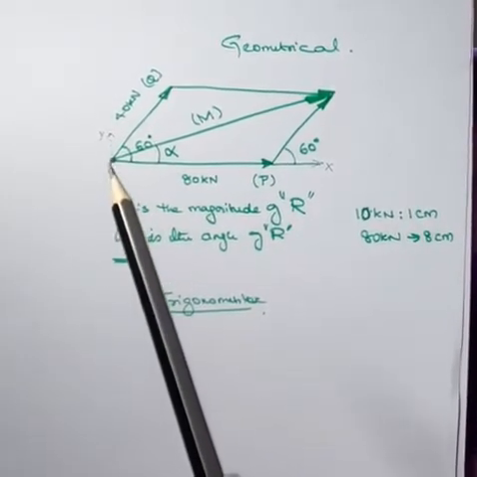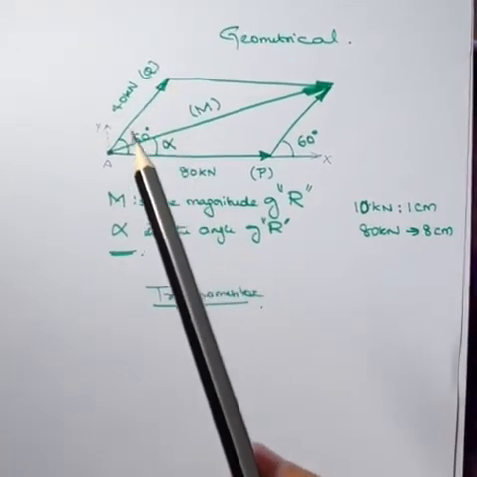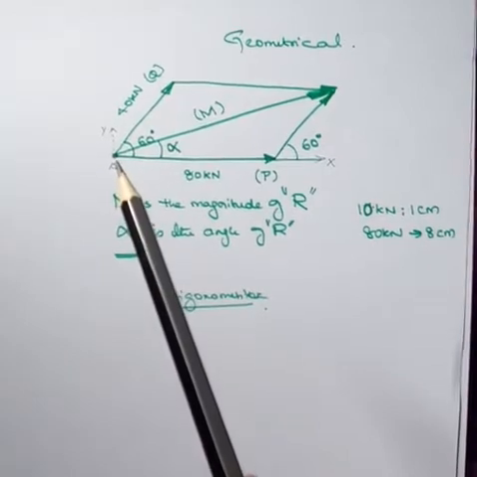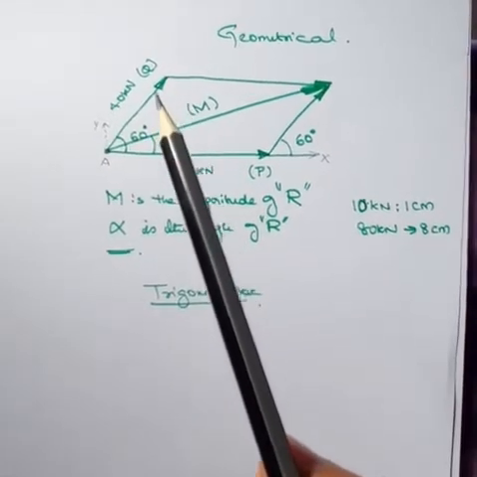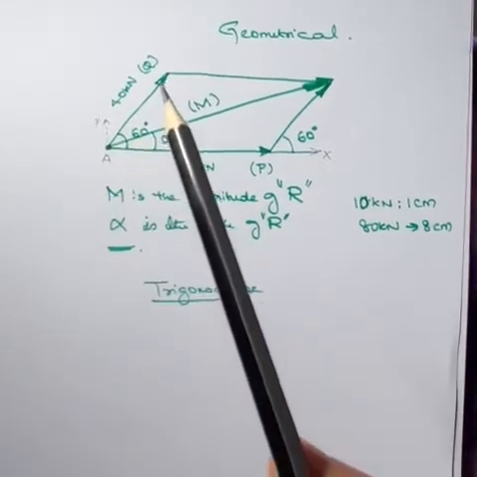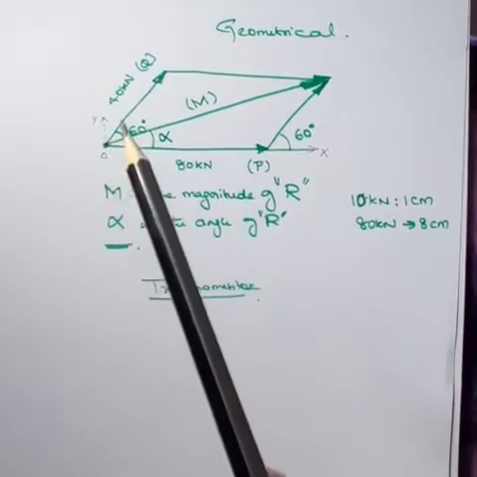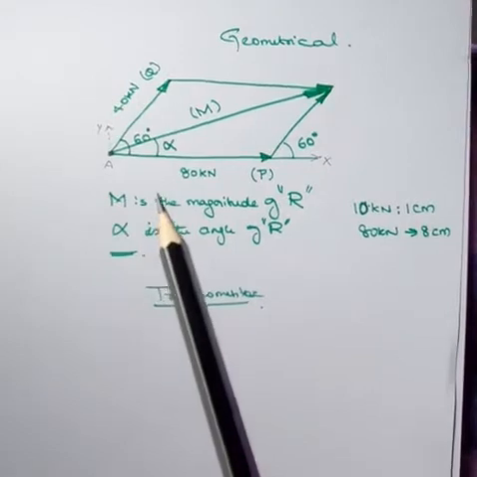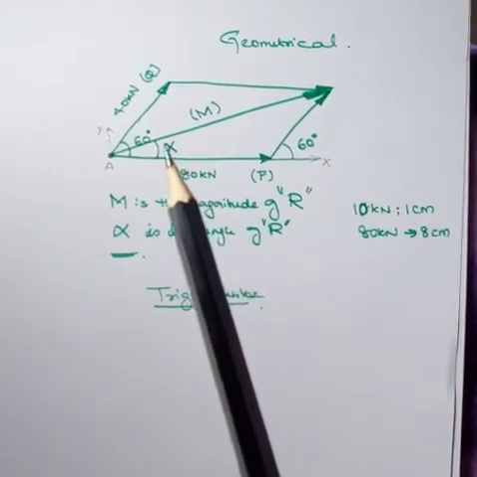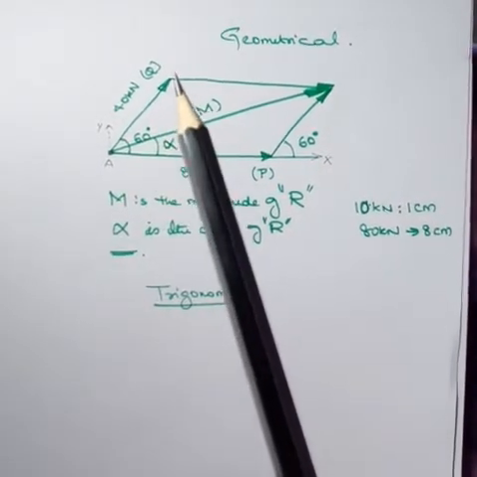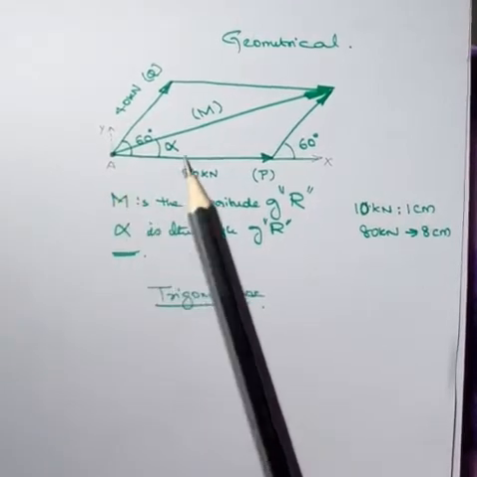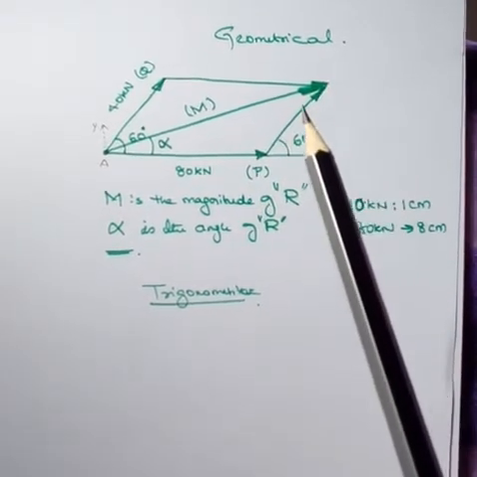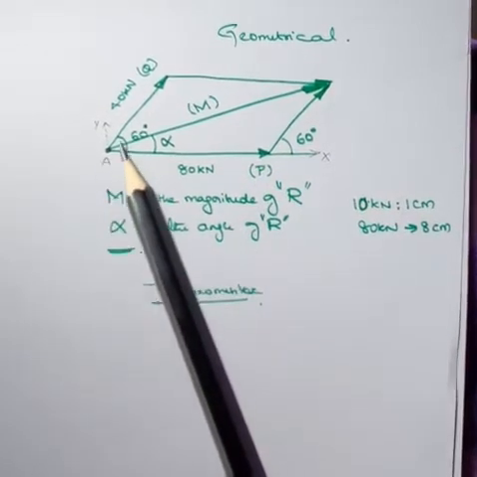and similarly at an angle of 60 degrees I will draw a 4 centimeter line, because 4 centimeter is equal to 40 kilonewton. So this 4 centimeter line indicates another force Q, which is acting at an angle of 60 degrees. Now I will just superimpose this 40 kilonewton force from point A to this point. So this force is very much similar to this force, 40 kilonewton.